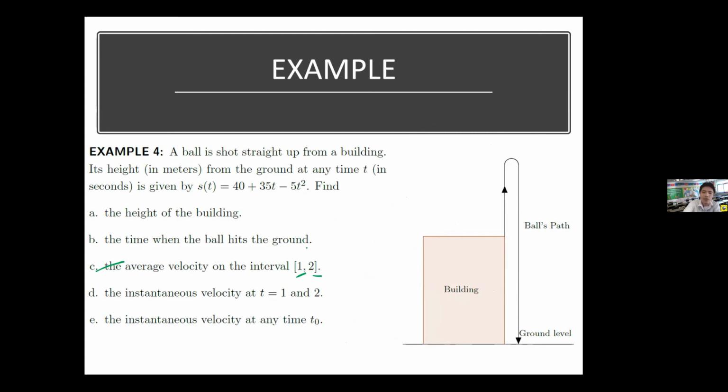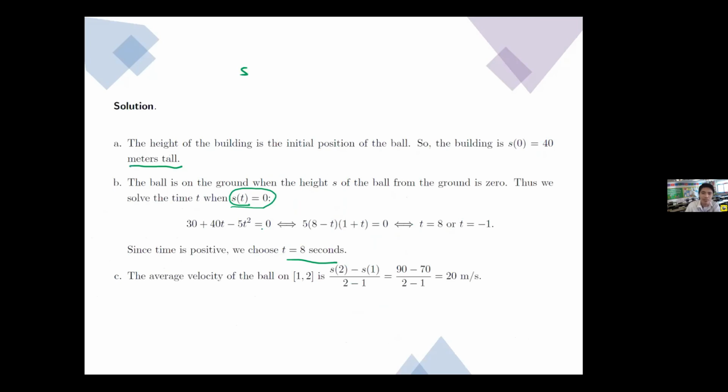So to solve for that, ingani ang pag-solve ana. To solve for the average velocity of the ball from 1 to 2, kailangan nimo i-solve si S of 2, minusan nimo S of 1, tapos 2 minus 1. Asa ni gikan kaning 2 ug 1? S of 2. Nganong na 90 si S of 2?